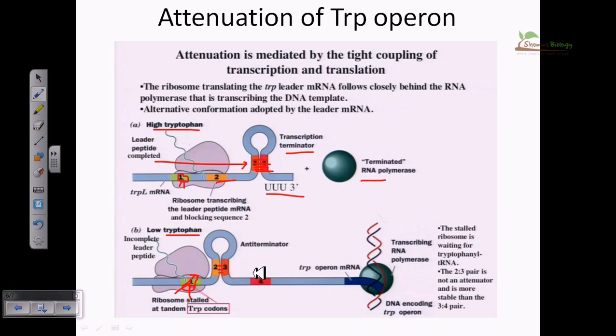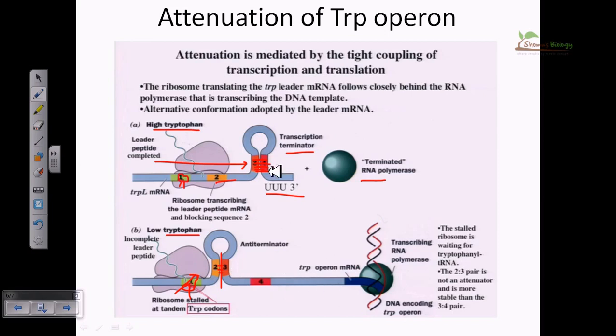So whatever the ribosome does while stalled at this place, after some time when the tryptophan tRNA finds all those tryptophans and binds, the ribosome easily passes through this loop, and when it passes through the loop, this bond will be disrupted, and again the whole transcript will be translated by the ribosome, and as a result, the structural genes will be made.